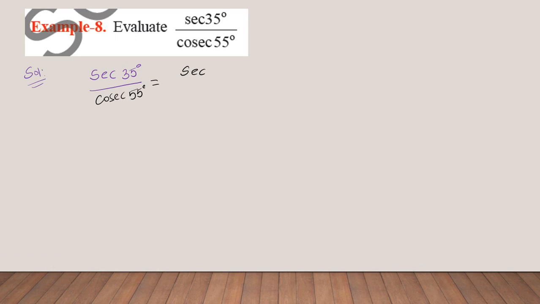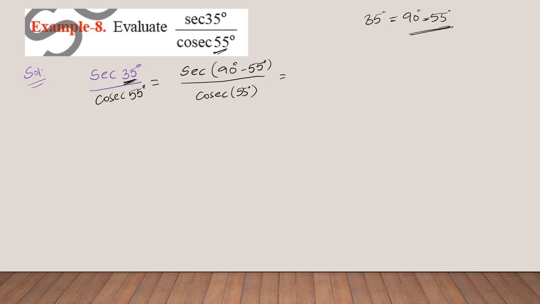So how can I write 35 degrees? Can I write it as 90 minus 55 degrees? So I can write it over cosecant of 55 degrees. Understood? So 35 I can write as 90 minus 55. So why am I changing here? Because I am having 55 in the denominator. So because of this, there is a possibility that I can change the form.